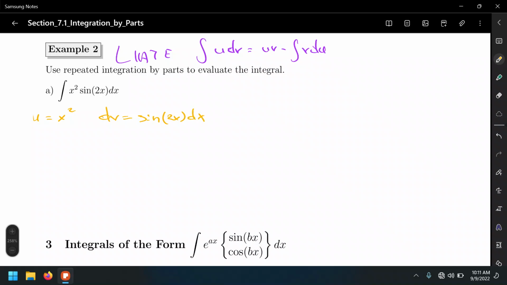Recall, the u is the one that gets differentiated, and the dv is the one that gets integrated to retrieve the function v, not to differentiate it again. So this is du equals 2x dx, and v is the integral of sine, which is, what's the integral of sine?